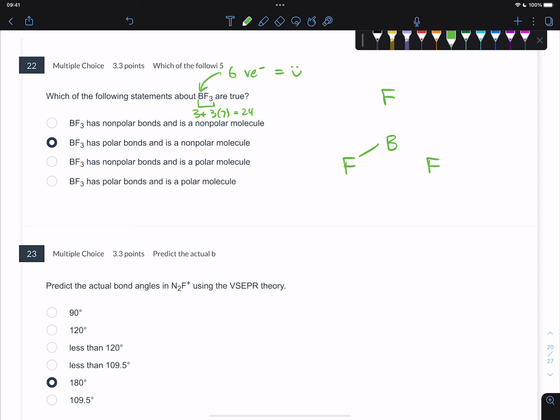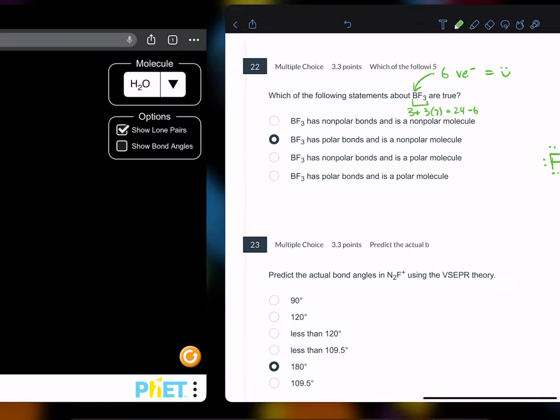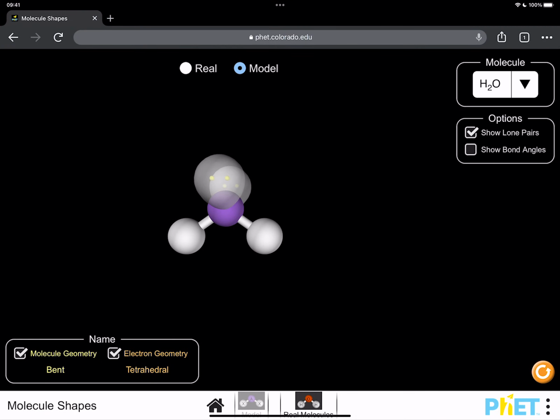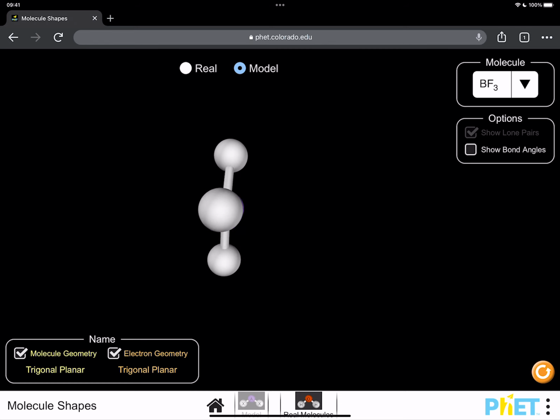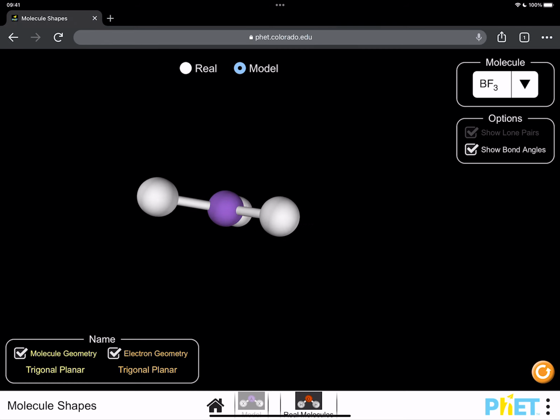And then bond them once. We've used 6 of our 24. That gives us 18 that's got to go around the edges. And then you're done. Calculate the formal charge of everybody. Everybody's happy. Now, this is flat. This would actually look just like this. BF3 is, there it is. Because it's such a common example, this is what BF3 looks like. You can very clearly see it's flat. Bond angle's 120 degrees.